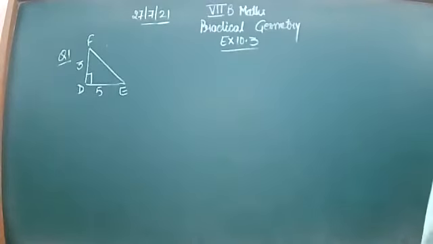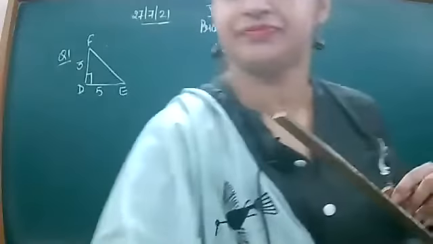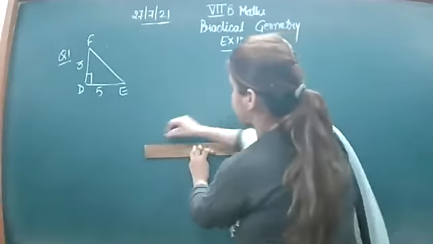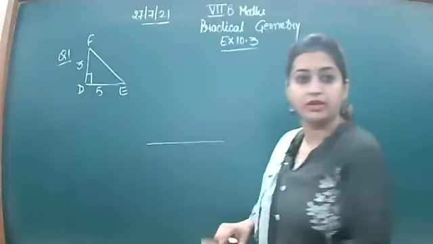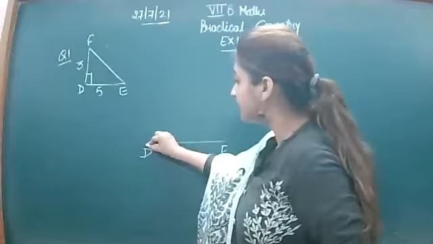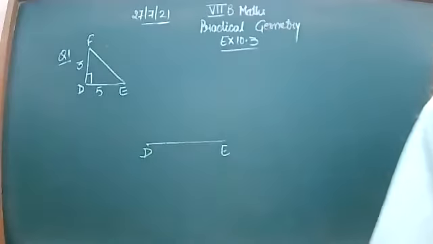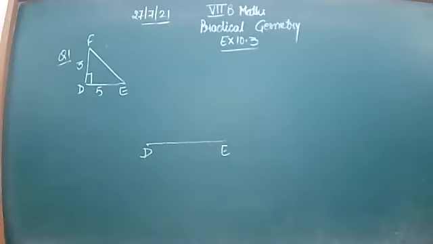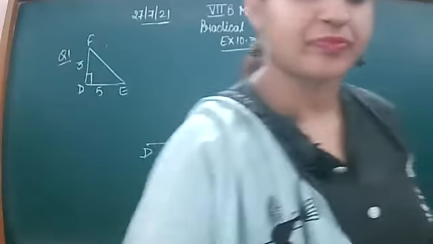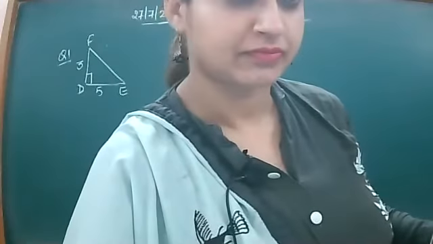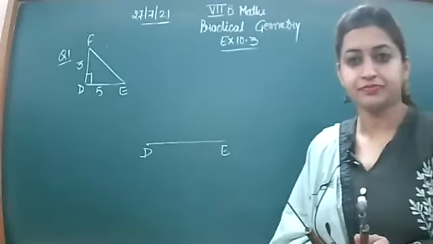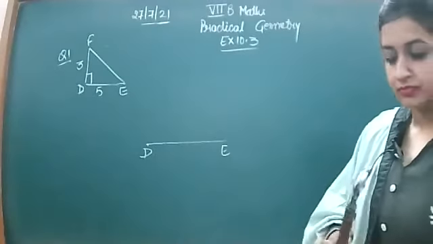So what you will do, you will start with base 5. We will start as base 5 DE. We want 90 degree here. Can you tell me how you will draw 90 degree? How you will draw 90 degree? Ma'am, with the help of D.